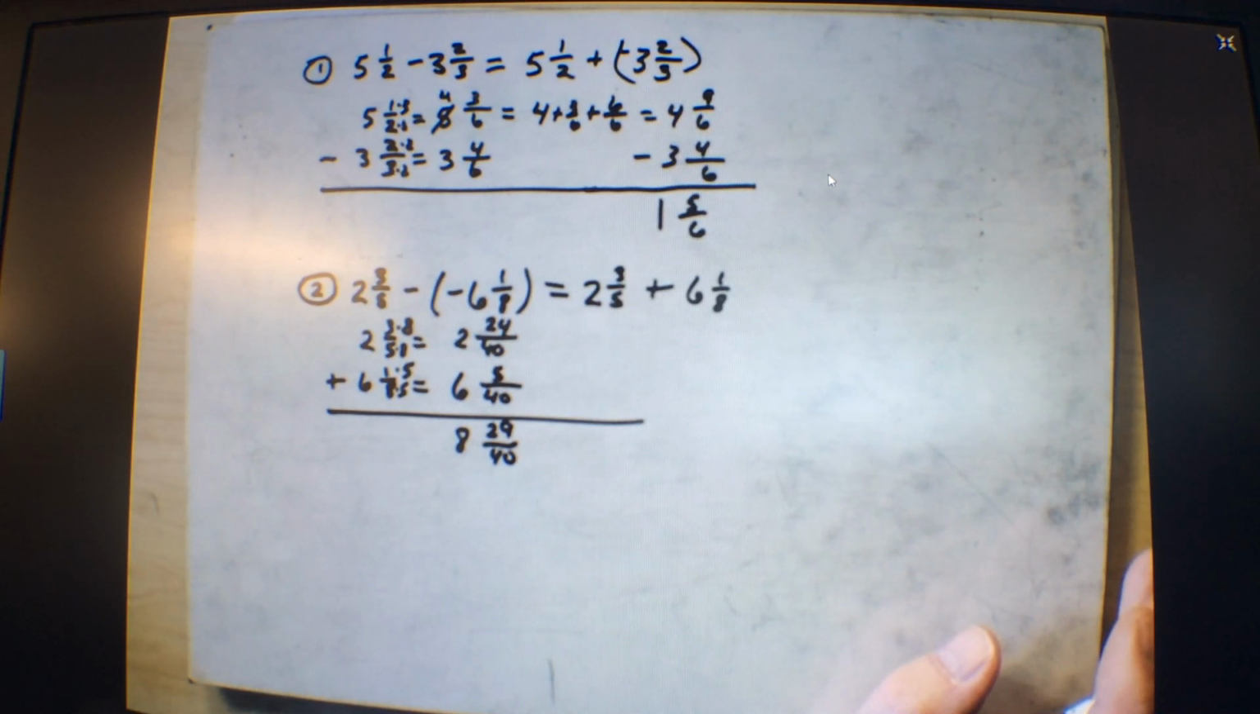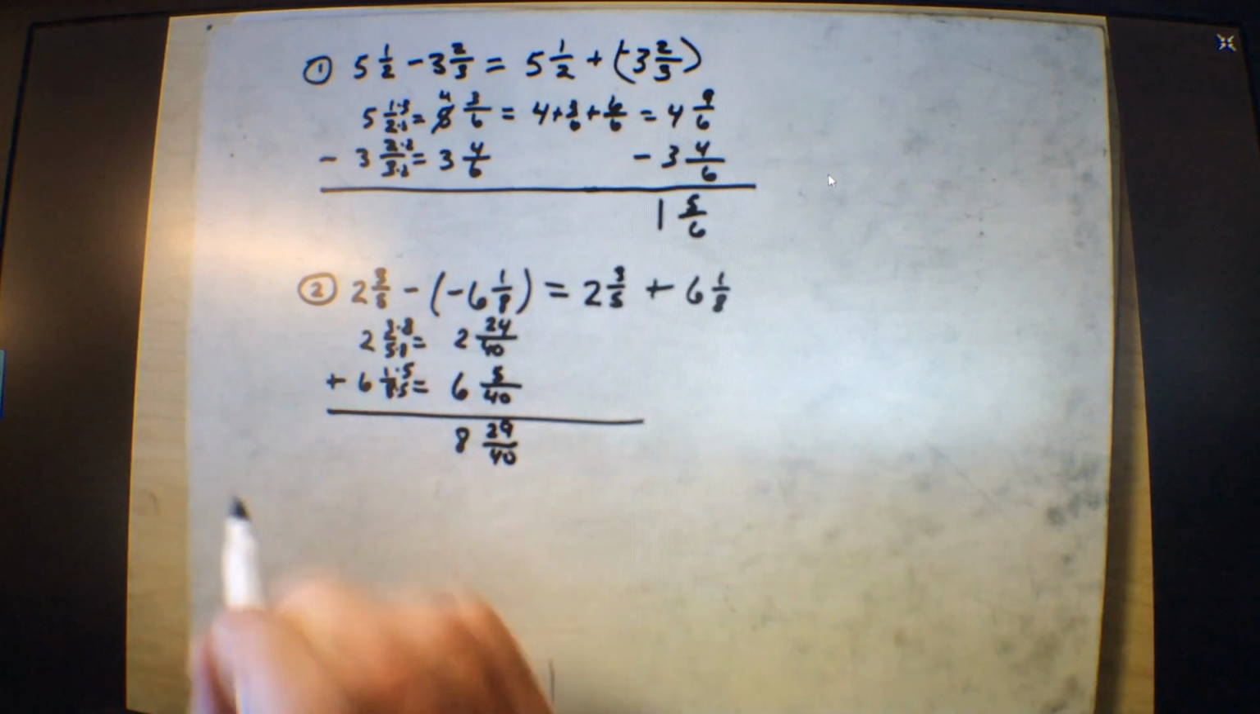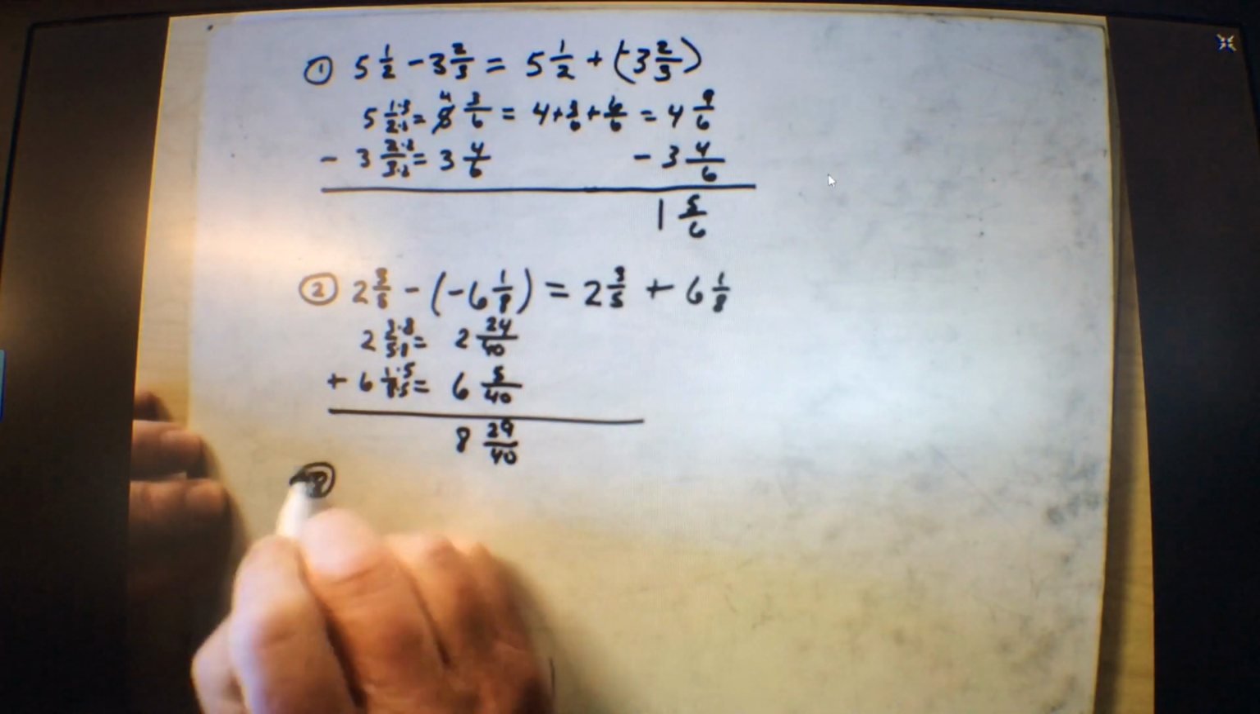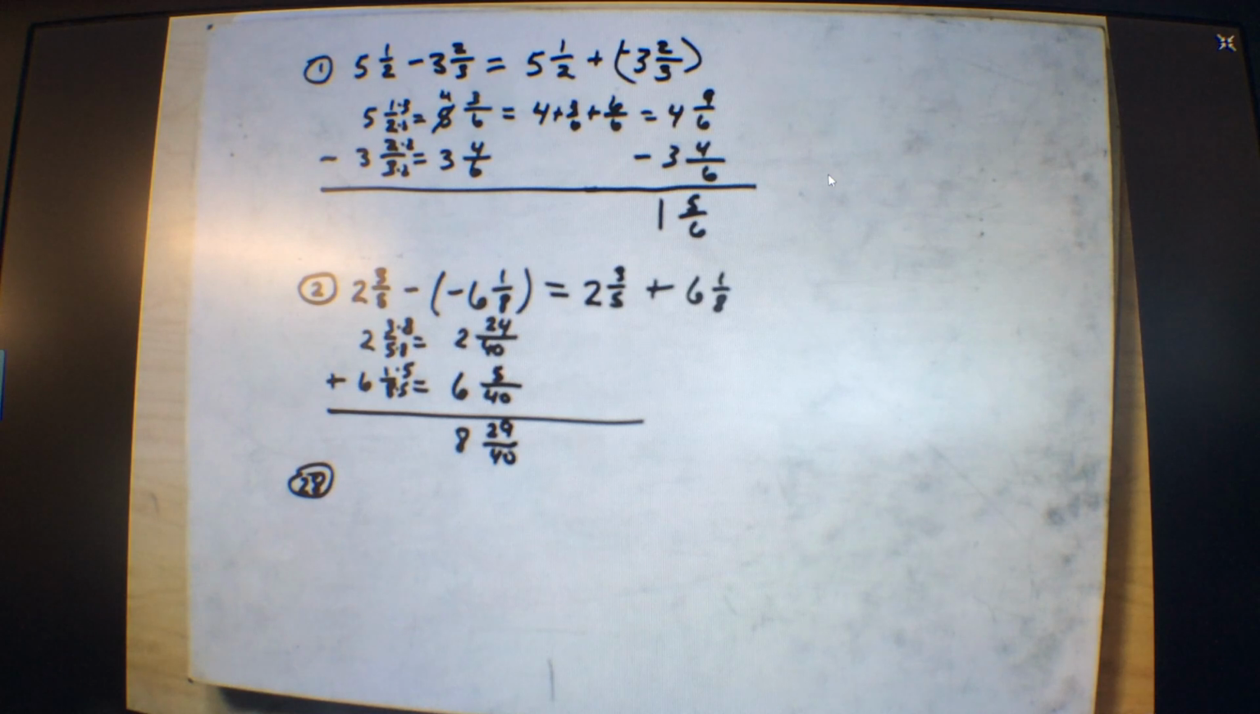Let's take a look at number 28, shall we? 28 says, the length of Casey's garden is 4 5/8 feet. Find the width of Casey's garden if it's 2 7/8 feet shorter than its length. Okay, so find the width if the width is 2 7/8 feet shorter than the length. What do I do there?